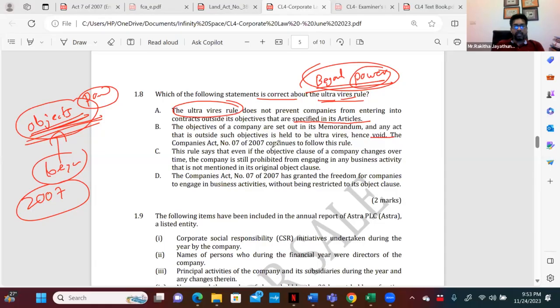The Companies Act number 7 of 2007 continues to follow this rule. Absolutely wrong, false. This was the position under the old act. Under the old act, yes, they were void. But under the Companies Act number 7 of 2007, even though it's not covered by the objects, they are still valid.